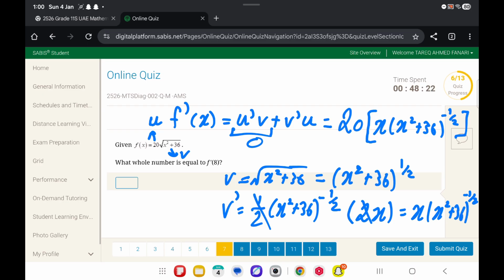So let's do it. 20 multiplied by 8. Let's do it step by step together. 20, open the bracket. 8, open another bracket. 8 squared, which is just 64, do it straight away, plus 36, close the bracket, press the exponent button, negative half, or negative 0.5 or negative 1 over 2, you do you, close the second bracket, you will get 16. And 16 is your answer.